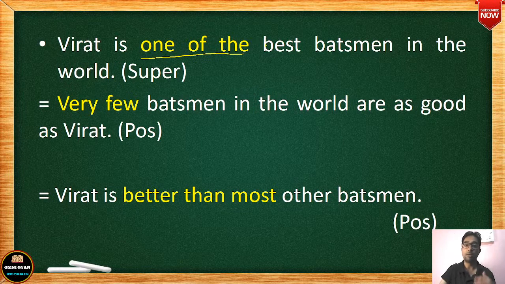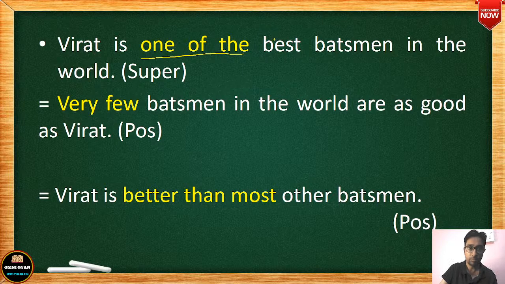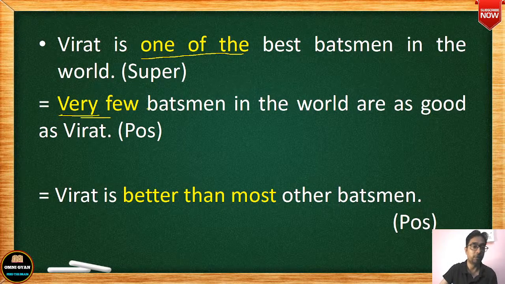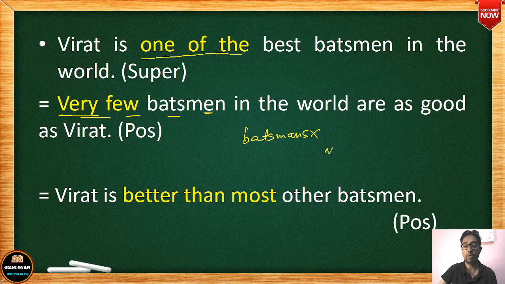दैट मींस व्हाट, देयर कुड बी बेटर बैट्समैन देन हिम. उसके अलावा भी जो है और बहुत सारे बैट्समैन हैं जो उससे बेटर भी हो सकते हैं. ठीक है ना. तो वन ऑफ द, तो हाउ विल यू स्टार्ट, यू स्टार्ट विद वेरी फ्यू. Okay, so you start with very few. So very few batsmen, MEN, okay, plural again. We don't write MANS. This is wrong. We never write MANS, because हमें पता है कि MAN का plural, the plural for MAN is MEN.